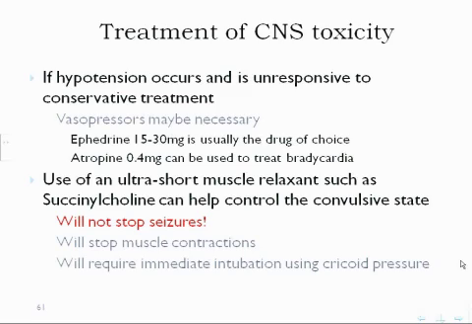Okay? So what you're trying to do is knock out all the parasympathetics. It's an anticholinergic, so it shuts down the parasympathetics, which means that the sympathetics can take over. Okay? Use the ultra-short muscle relaxants such as succinylcholine.